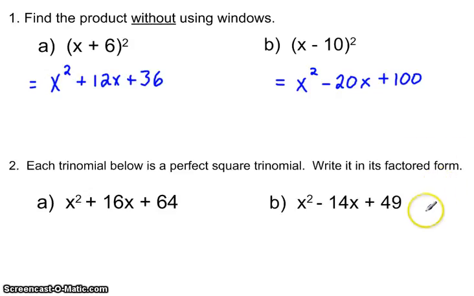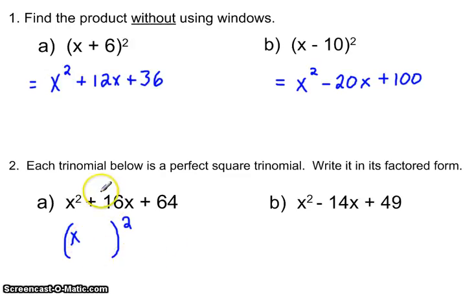All right, with number 2, it says each trinomial below is a perfect square trinomial. Write it in its factored form. So now we're going backwards, and knowing this pattern will also help us factor. So the first one is x squared plus 16x plus 64. Well, since it's a perfect square trinomial, we know its factored form is going to look like this, and it's going to start with an x. All right, and we just got to figure out if it's a plus something, minus something, whatever.